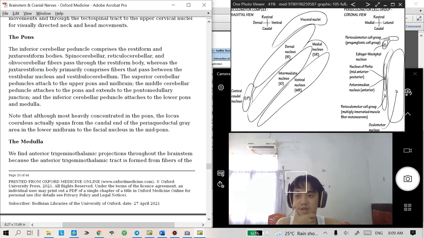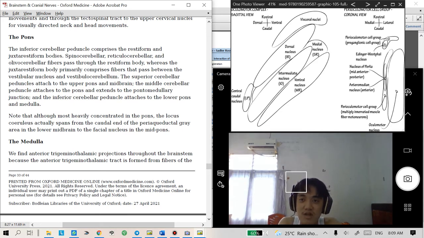The pons. The pedunculus cerebellaris inferior comprises the restiform and juxtarestiform bodies. Spinocerebellar, reticulocerebellar, and olivocerebellar fibers pass through the restiform body, whereas the juxtarestiform body primarily comprises fibers that pass between the vestibular nucleus and vestibulocerebellum.